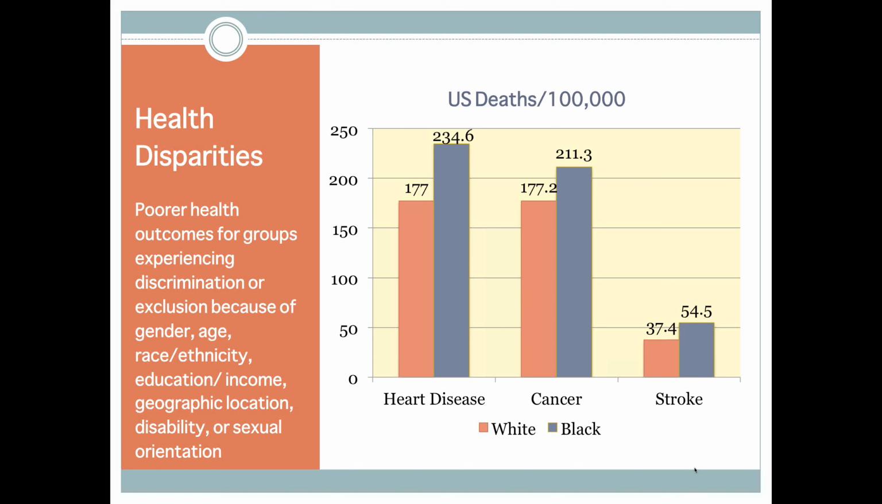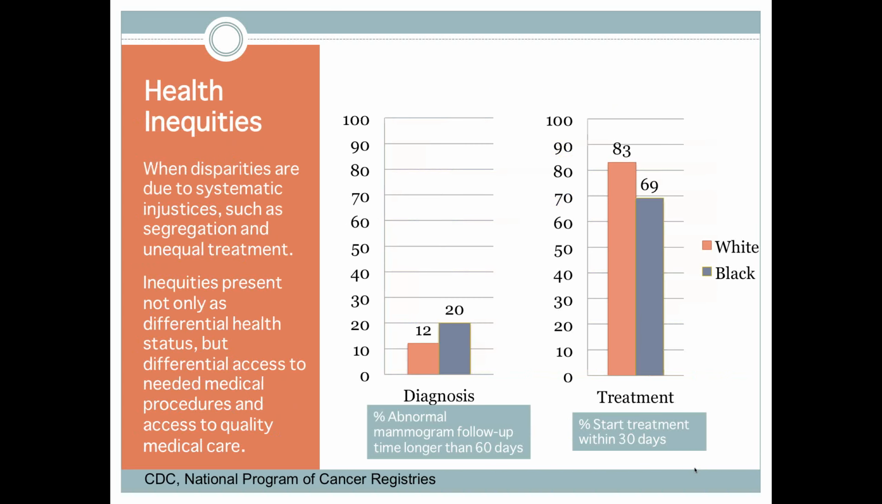And then I want to talk also about health inequities on the next slide. Health inequities go beyond health disparities. Health disparities are talking about differences in death rates or disease among different subgroups in the population. Health inequities go one step deeper to look at the cause for health disparities. When health disparities are due to systemic injustices, including things like residential segregation and unequal treatment in the healthcare system, the disparities are called health inequities.